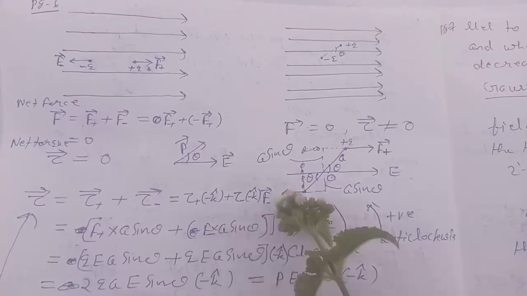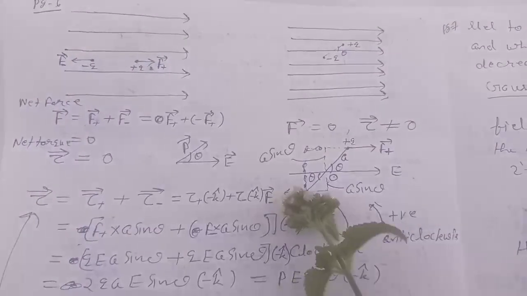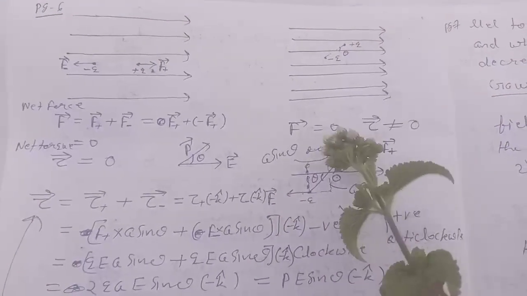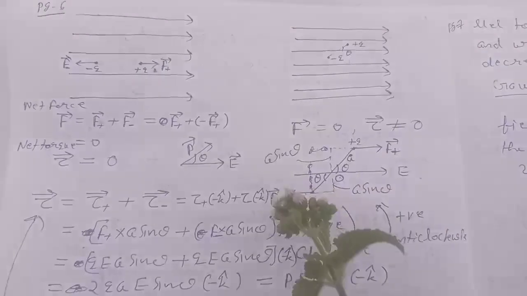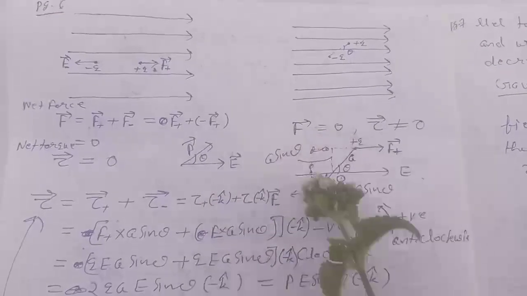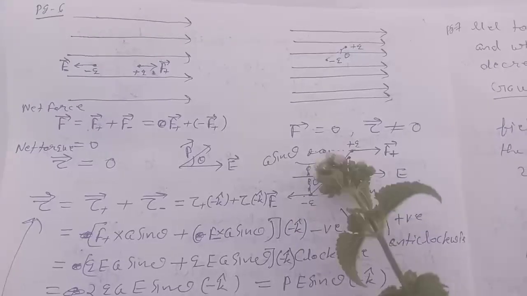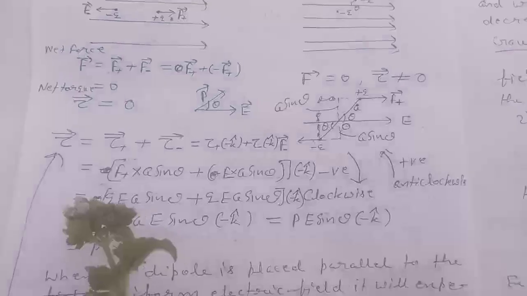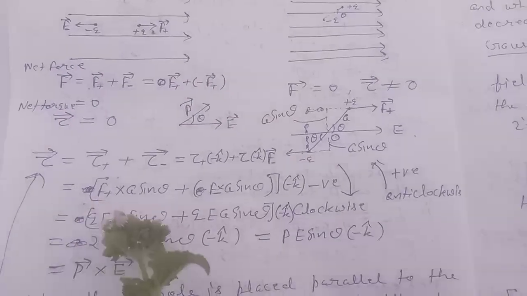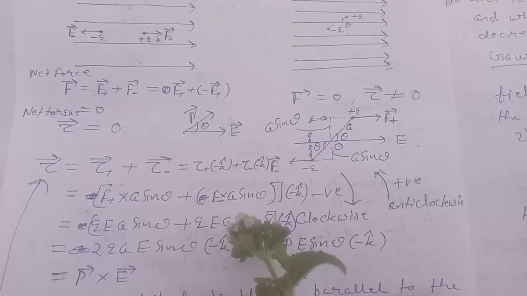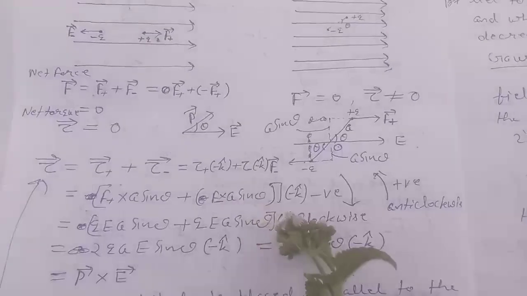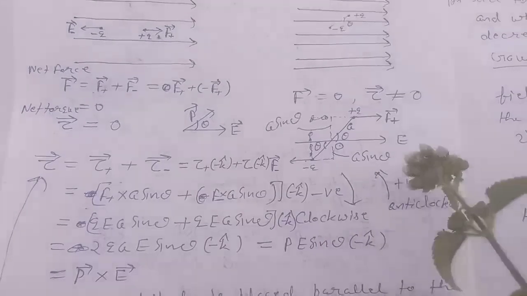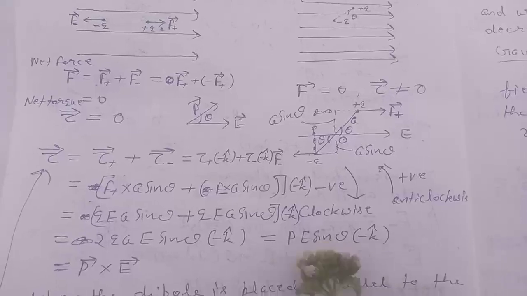Here it is shown, plus and this is minus charge and dipole moment in this direction. Force on positive charge is in this direction and on negative charge in this direction. So there is a torque on this, and this distance is a sine theta. This distance is also a sine theta. So it equals F plus into a sine theta plus F minus into a sine theta into minus of k cap. We have taken anti-clockwise direction as positive and clockwise direction as negative.